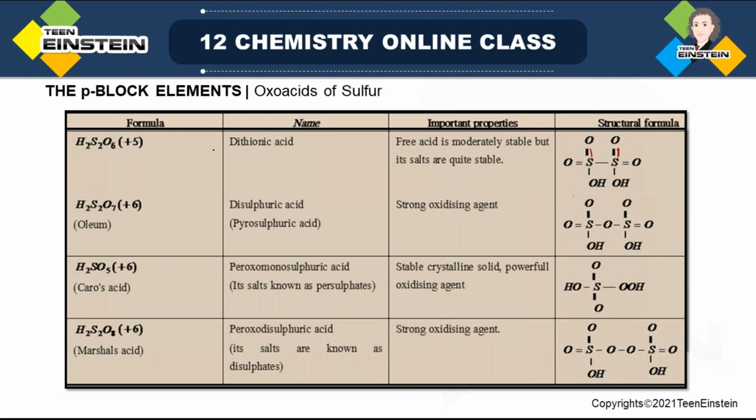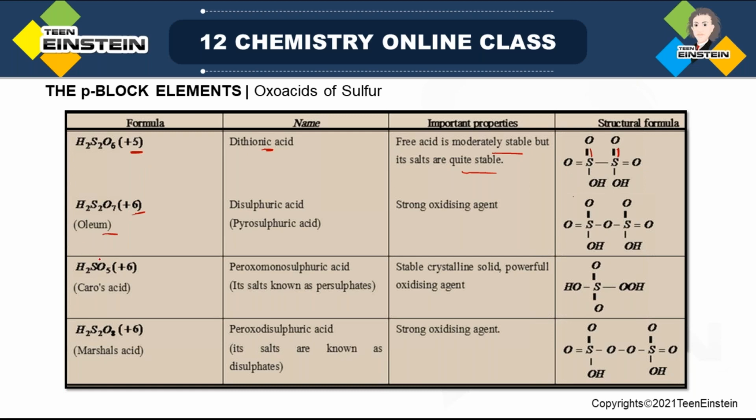Dithionic acid is +5. That is why the name ends this way. The previous one, dithionous acid, also ends in -ous, but it is +5 because of the high oxidation state. The free acid is moderately stable, but its salts are quite stable. Then oleum. So gradually the oxidation states are increasing, right?